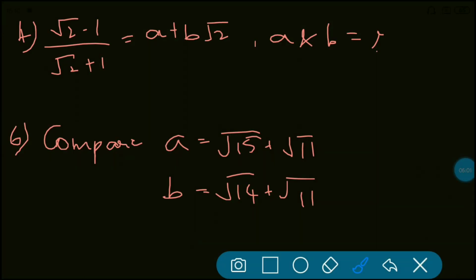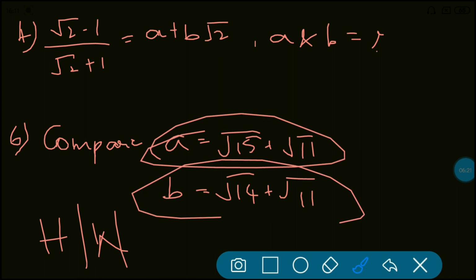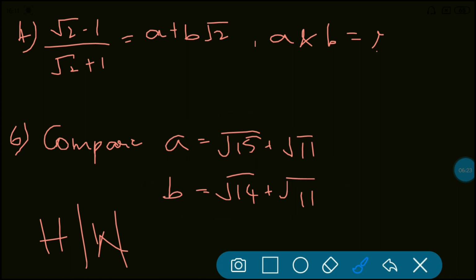So the fourth question and the sixth question are homework bits because they are very simple. For the fourth one, they have given this equation, right? Just find out the values of a and b. This is very simple, that's why I'm giving it as homework. Now for the sixth one, you have to compare a and b. The values are given here, you have to compare them.